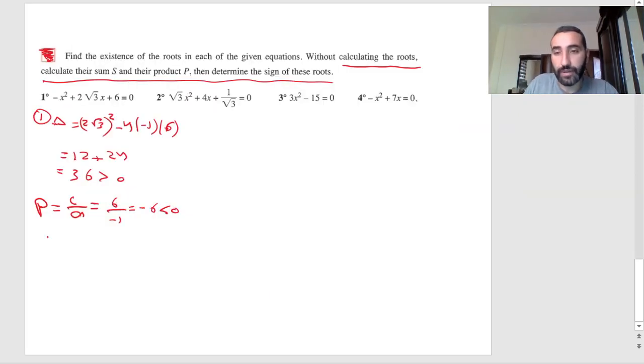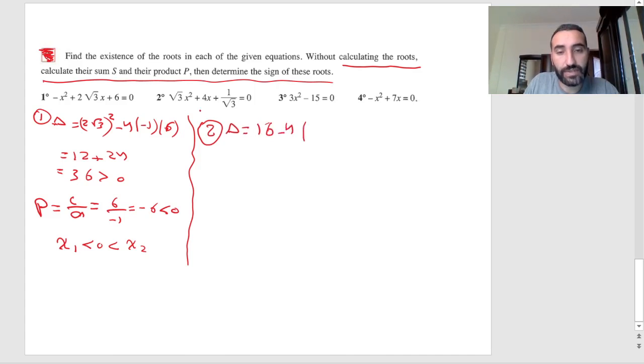So I write here x1 less than 0 less than x2, without finding the roots. Now number 2: delta equals b squared, so 16 minus 4 times a, radical 3, times c. So what does that give? 16 minus 4 gives 12, which is positive, so roots exist.